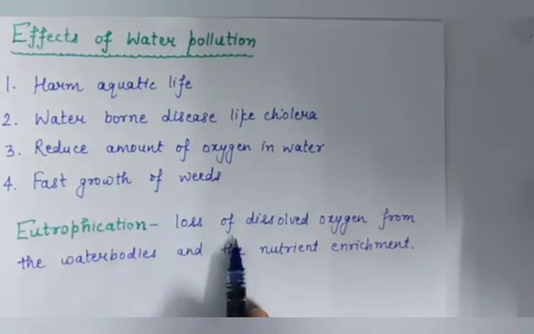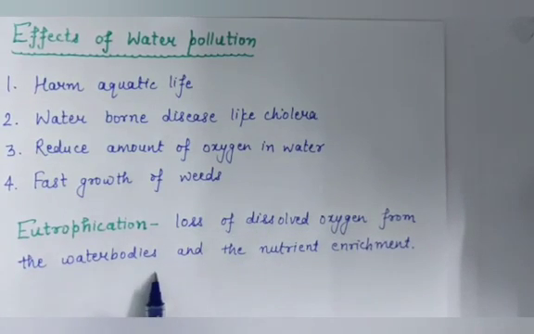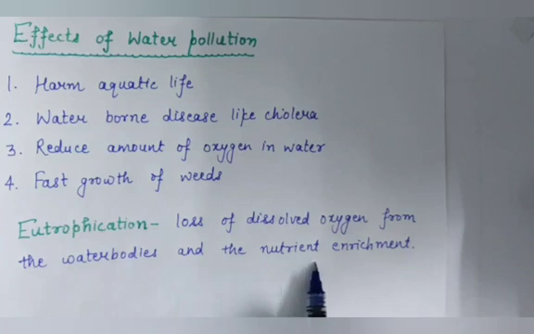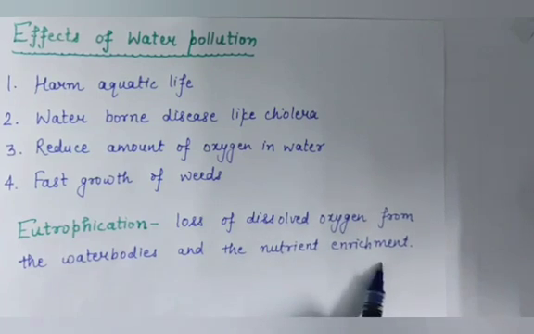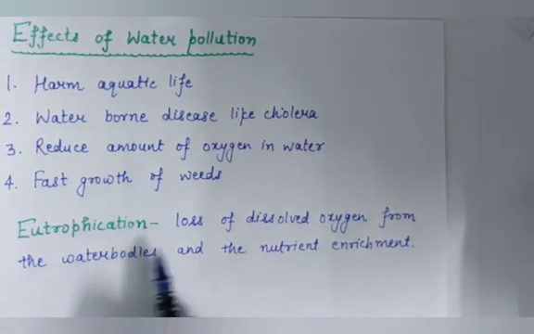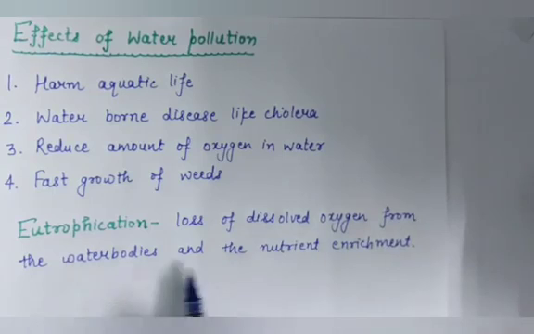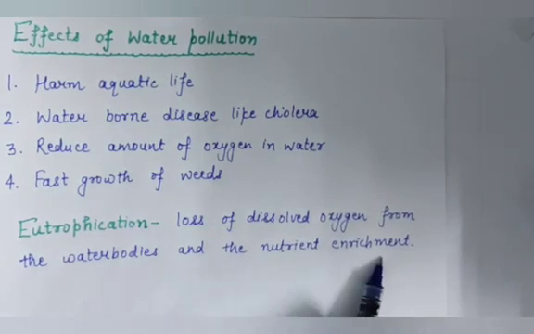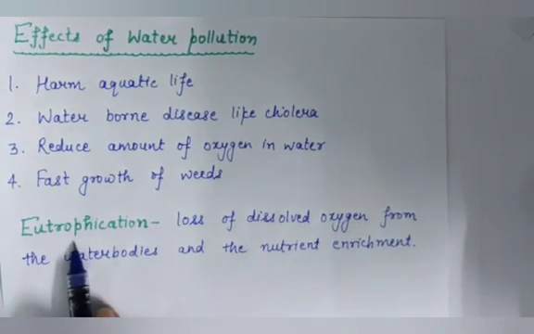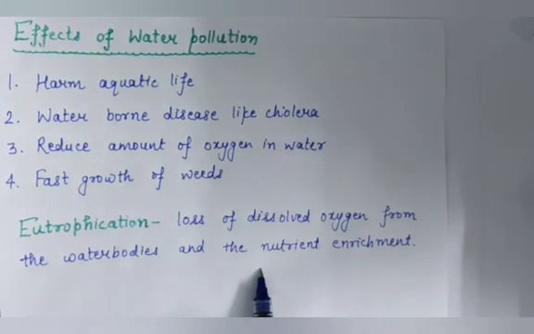And this loss of dissolved oxygen from the water bodies and the nutrient enrichment is called eutrophication. Okay, what is eutrophication? Loss of dissolved oxygen from water bodies and the nutrient enrichment is called eutrophication. So these are some effects of water pollution.